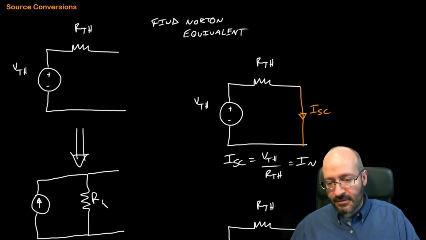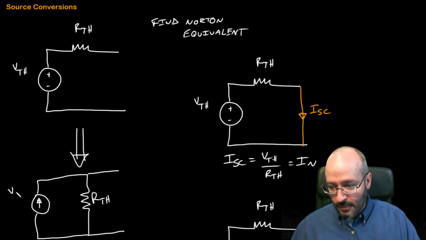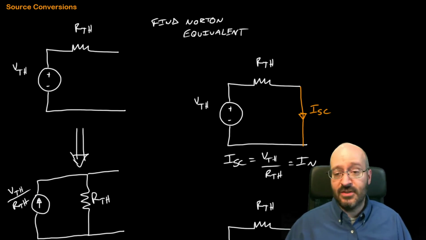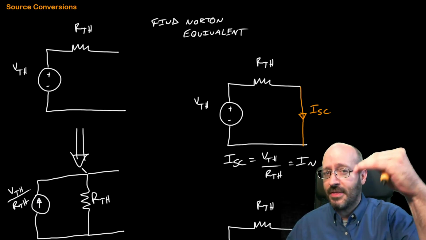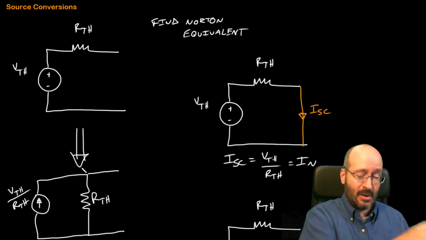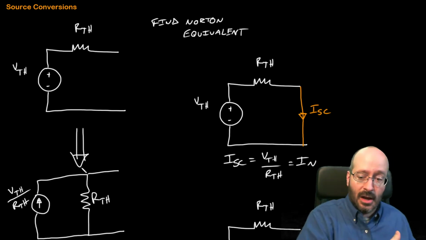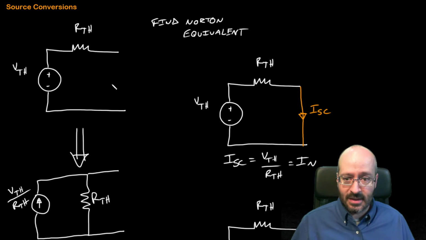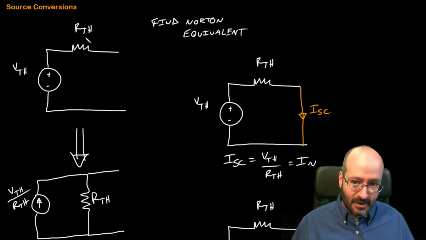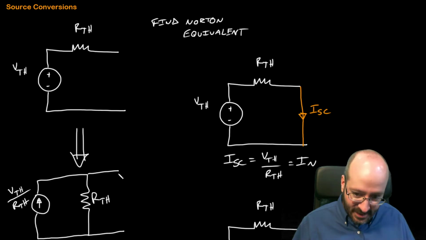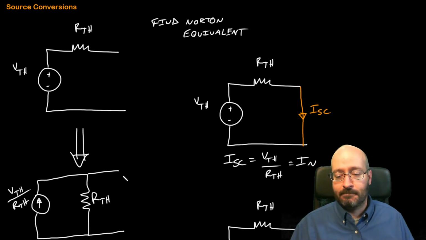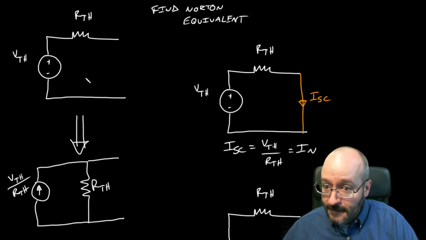In terms of Thevenin equivalent values, this is R Thevenin, and this is going to be V Thevenin over R Thevenin. Okay, so that's the first conversion. We go from a Thevenin to a Norton. Now we've got to make sure it's a Thevenin, but if we know that it's a Thevenin, we can disconnect this circuit, redraw it this way, and then connect it back at the same two nodes. Okay, so that's our first conversion.